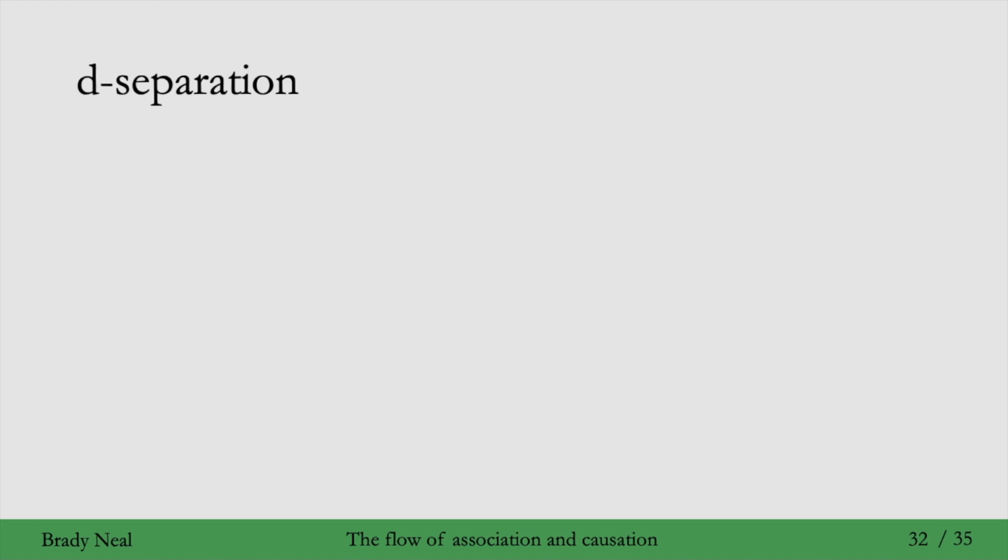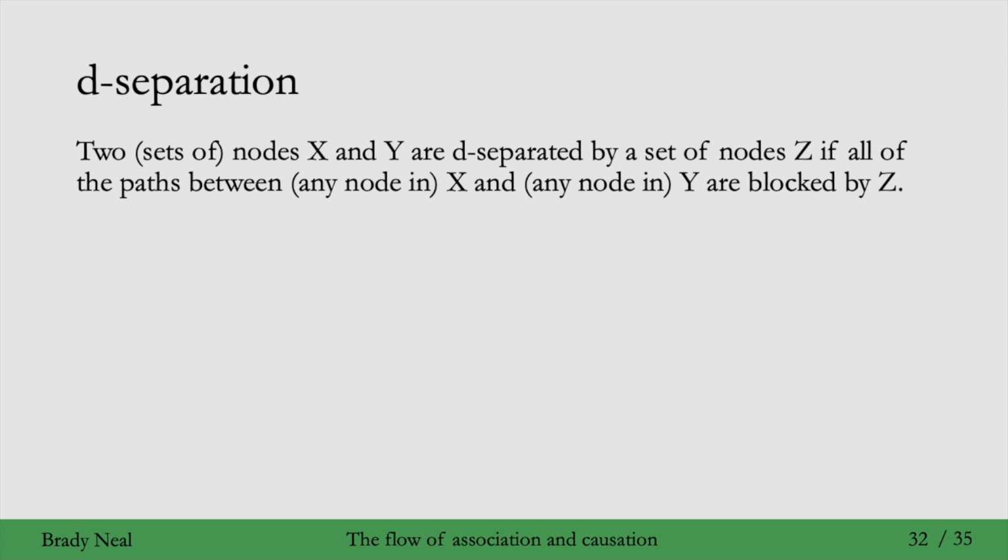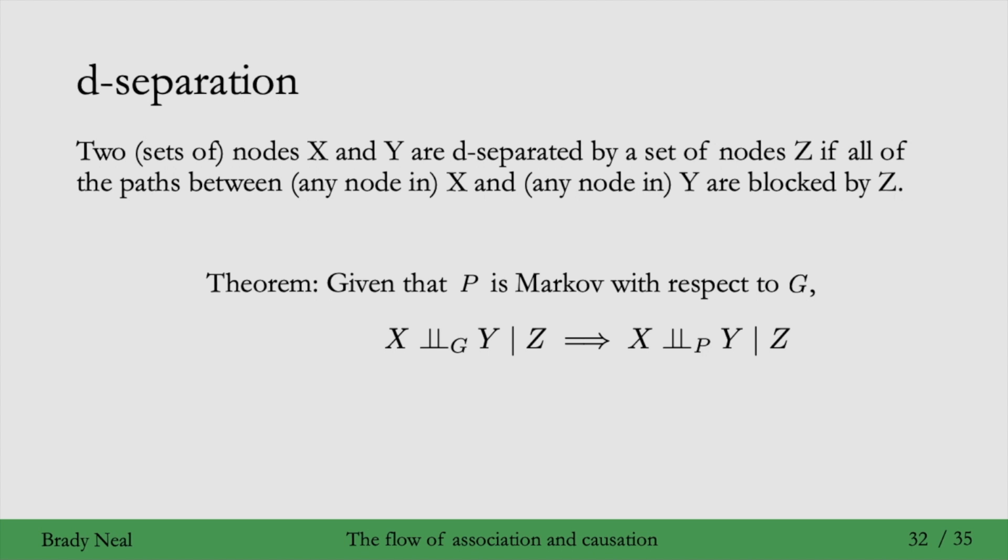And we needed this definition of blocked paths and unblocked paths to define a very important concept, which is known as d-separation. With the notion of a blocked path defined, it's really easy to define d-separation, and it's that two sets of nodes, x and y, are d-separated by a set of nodes z if all of the paths between any node in x and any node in y are blocked by z. And d-separation is such an important property because it implies independence.